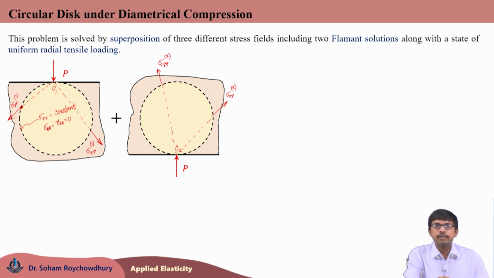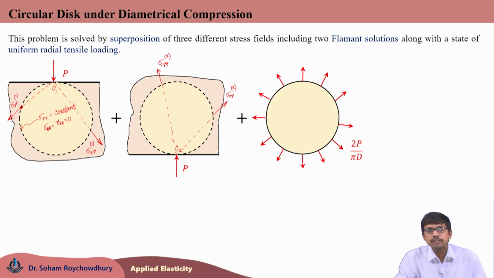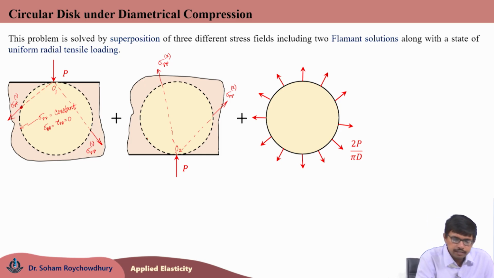These two Flamant solutions are known to us. If we superimpose them and then superimpose a third solution, which is a radial tensile field acting uniformly over the entire boundary of this circle of diameter d. So, the diameter of all these circles is d.